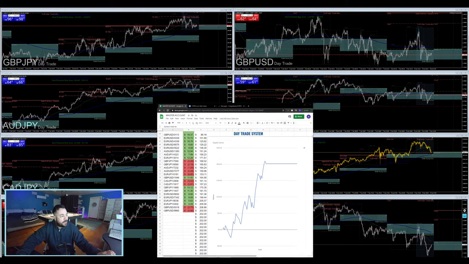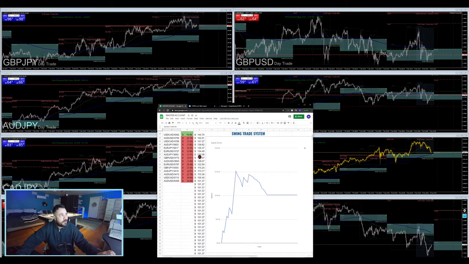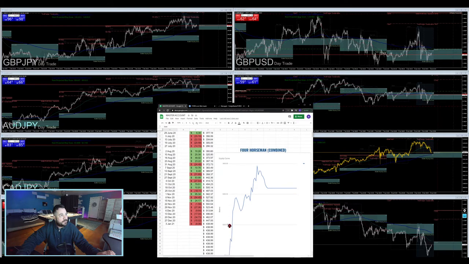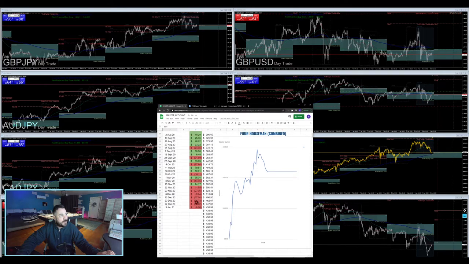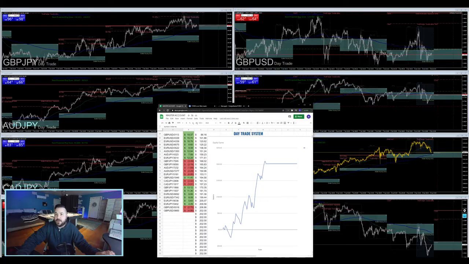So here is my day trade stats and also the swing trade stats, sitting in quite a bit of a drawdown right now. All this red right here is this drawdown that we're going through at the moment. And the swing trade, or the four horsemen, is going through a little bit of drawdown right now. Now, most of this is due to the USD CAD, and I've cut it out. So I'm not going to be using the USD CAD. We're going to start climbing back from this drawdown. But if you folks are interested in how I trade, let's go.